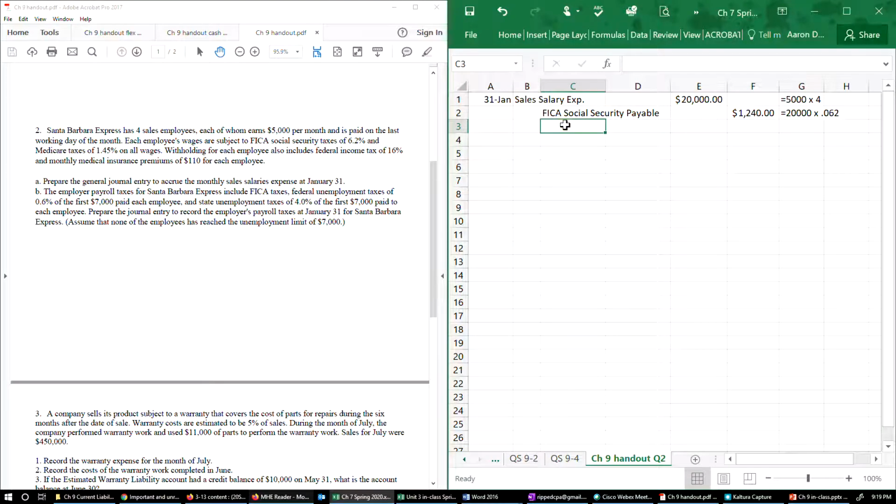The next deduction, FICA Medicare payable. Similar computation, but Medicare is 1.45%. All right. Federal income taxes were withheld at the rate of 16%.